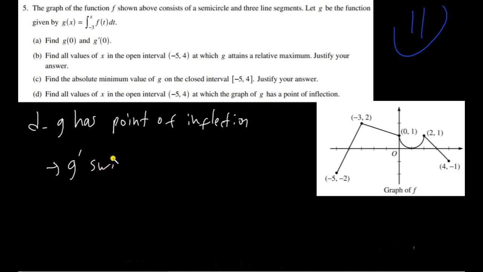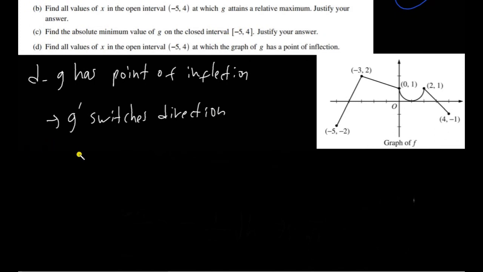G prime switches direction. That's what a point of inflection is. So since g prime is again equal to f, we can say this is the same as f switching direction. So when g has a point of inflection, f switches direction. So we can look at the graph of f and find out where it switches direction. Okay, so let's see.